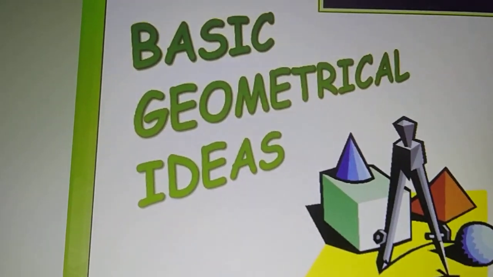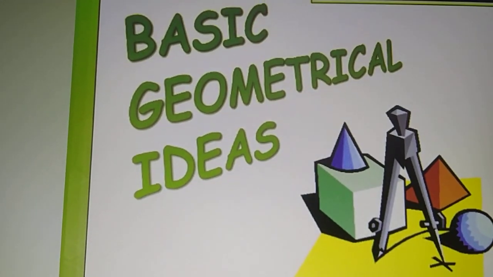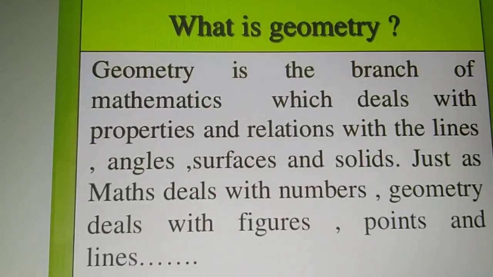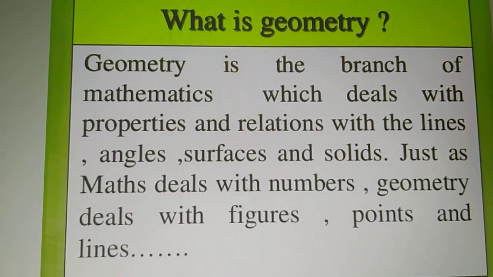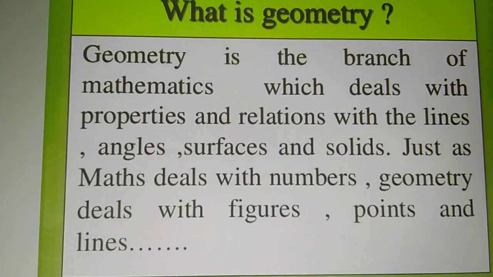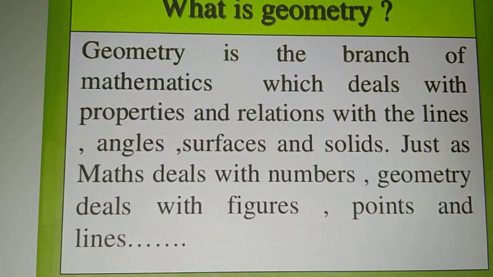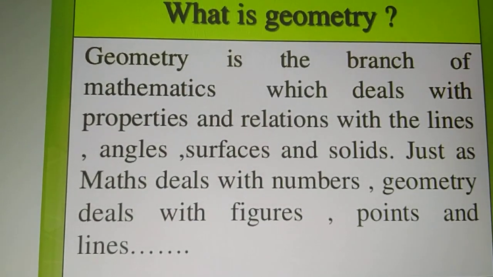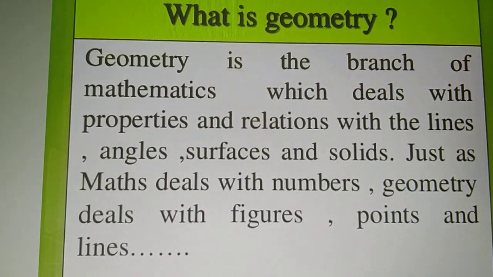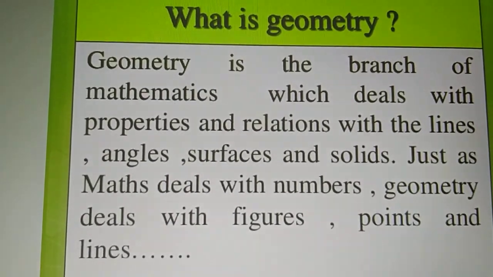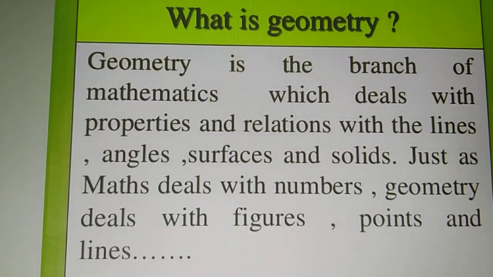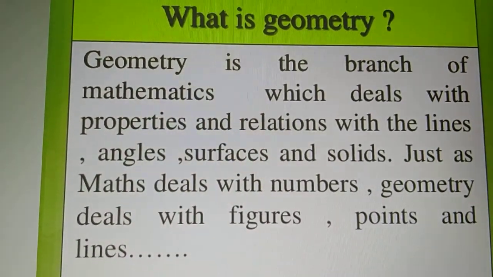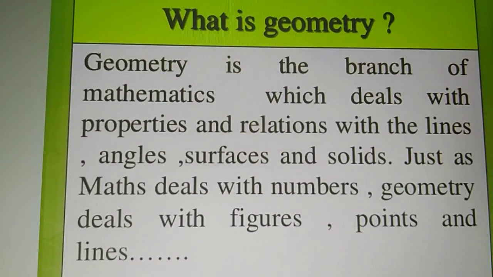Students, we are going to start our maths chapter number 4, basic geometrical ideas. So first of all, we are going to see what is geometry. Geometry is the branch of mathematics which deals with properties and relations of lines, angles, surfaces and solids. Just as maths deals with numbers, geometry deals with figures, points and lines. Now, one by one, we are going to see the things that come in geometry.